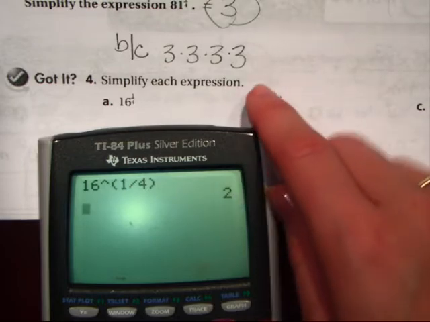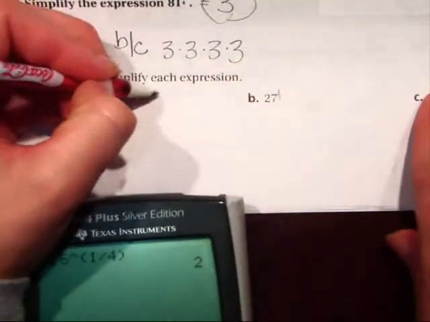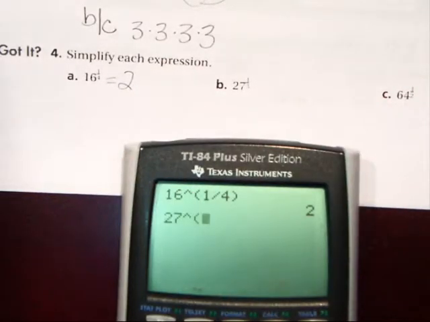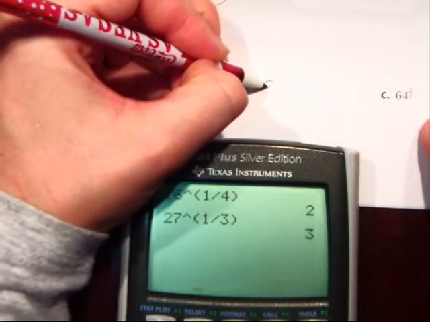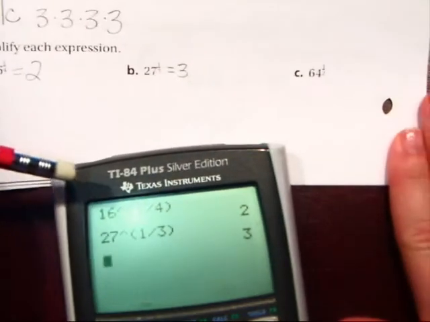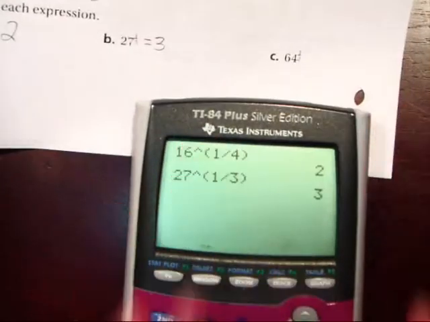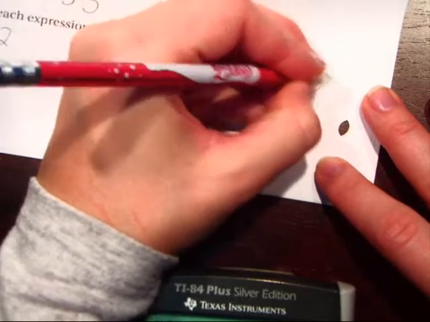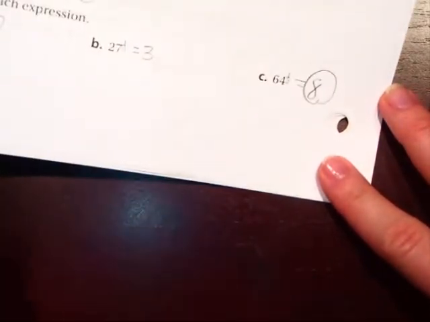So you get 16 to the 1/4, this one's a 2. Look at that, I'm telling you to use your calculator, isn't it magical? 27 to the 1/3 is 3. That one might make sense because maybe you know 3 times 3 times 3 is 27. 64 to the 1/2 is the same as 8, because it's 8 times 8. Again, we'll talk about this more in Algebra 2, I promise.